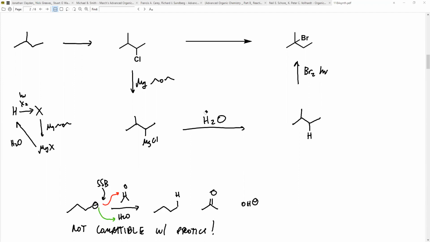Now, as you might have learned in lecture, if I put D2O here, it would have just turned this into a deuterium. That's all I would have done. So there would be a deuterium here. Something you can do, something to keep in mind.